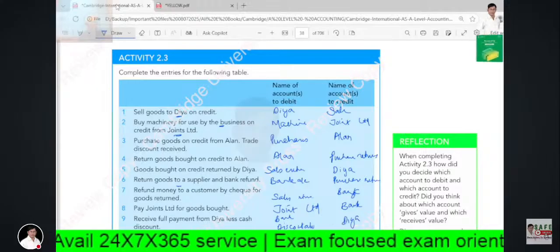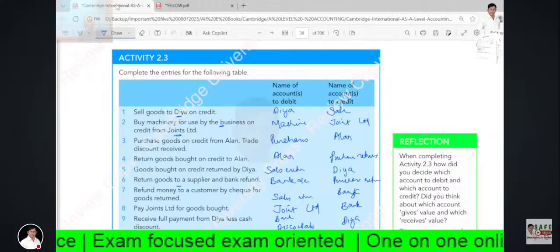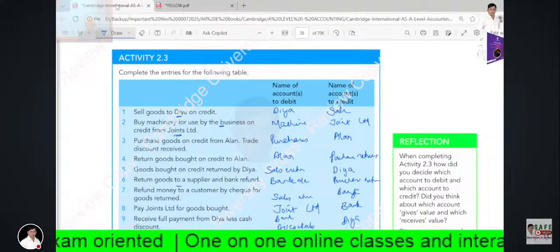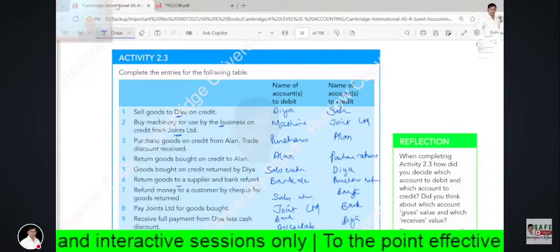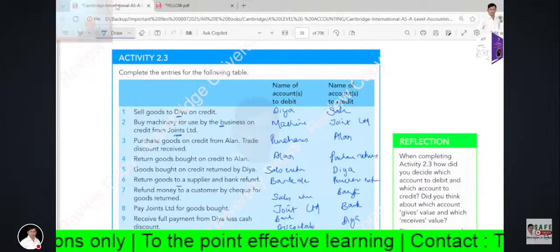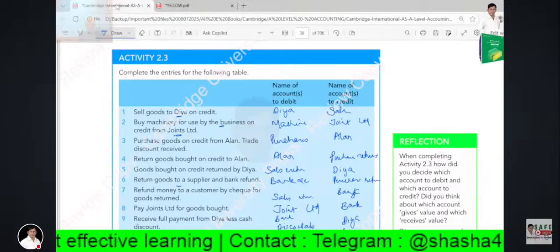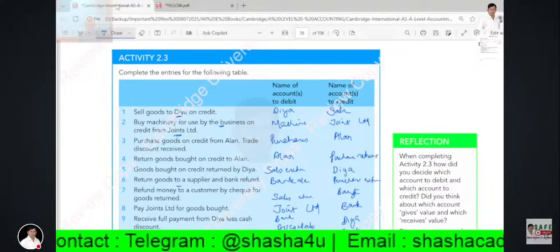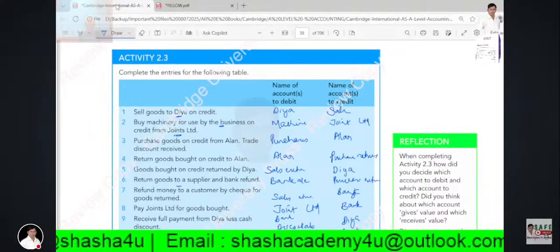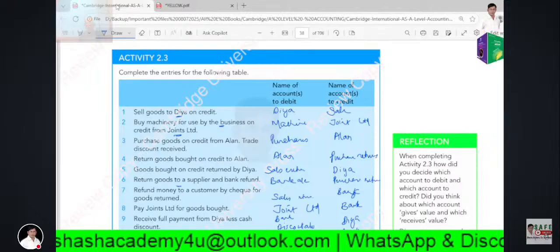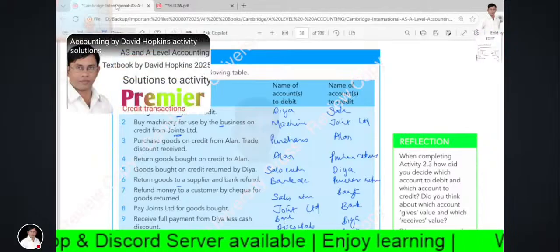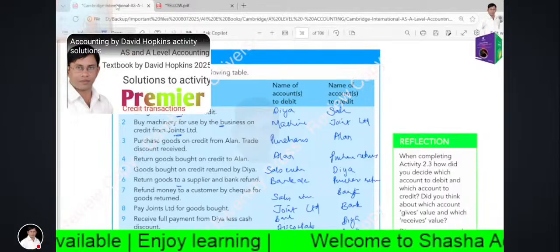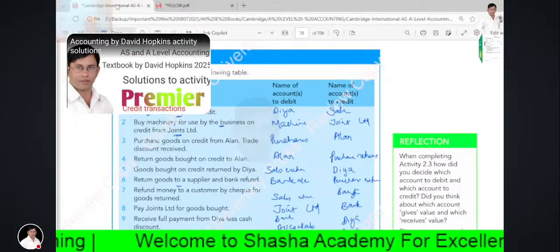So pay Alan for goods bought less cash discount. So here we have to pay Alan. Alan is the receiver of money, so Alan account will be debited. So we are paying, so money will go out from bank, and discount received. The amount we are not going to pay because of discount is a gain. So discount received is a gain. So these are the entries.